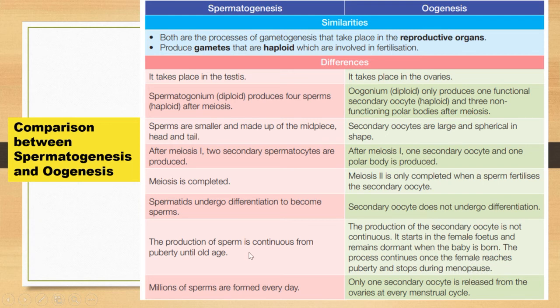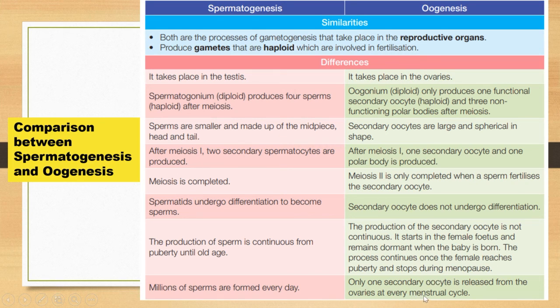Next, millions of sperms are formed every day. But in oogenesis, only one secondary oocyte is released from the ovaries at every menstrual cycle. The menstrual cycle we are going to discuss in the next subtopic.